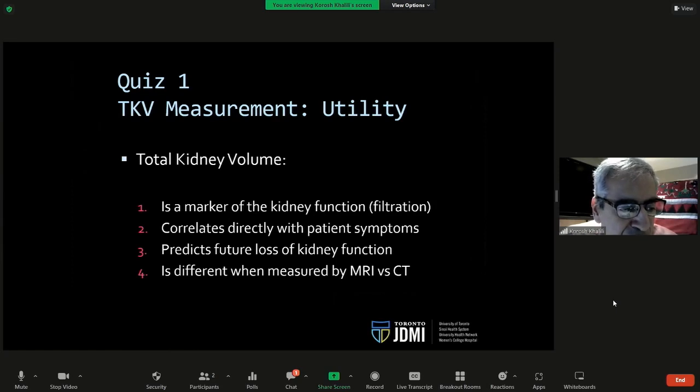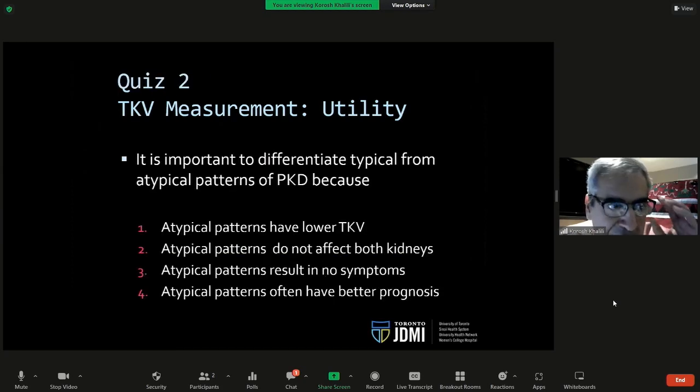And option 4 is also incorrect because CT and MR really should have identical total kidney volume measurements because they're depicting the anatomy very similarly, and it's just a matter of drawing the line around the outside of the kidney using both of these modalities. Okay, and let's go to the second or last question.